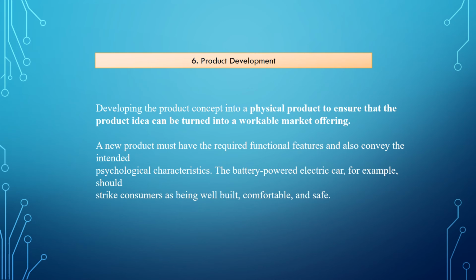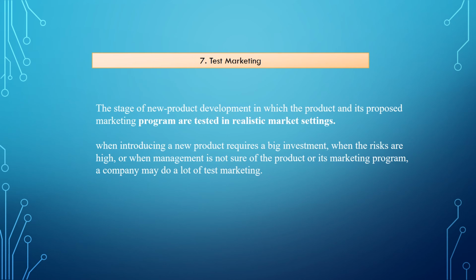Developing the product concept into a physical product ensures that the product idea can be turned into a workable market offering. For example, something which you can tangibly see, and that should be customer driven. A new product must have the required function and features, and also convey the intended psychological characteristics. The battery powered electric car, for example, should strike consumers as being well built, comfortable, and safe. Once you're done, then comes test marketing.